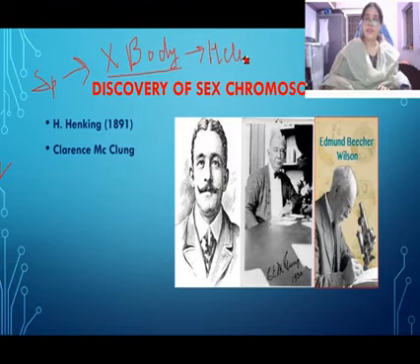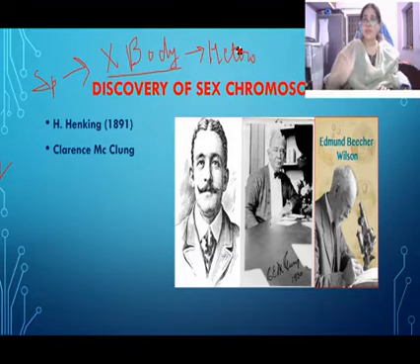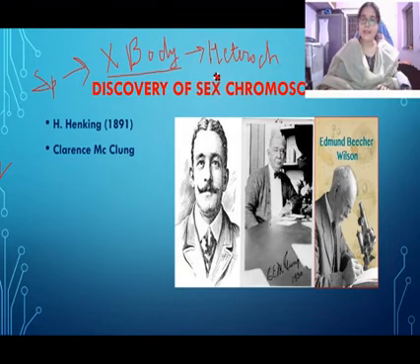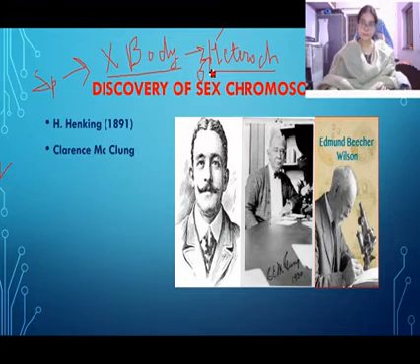another biologist, Clarence McClung, called this X body a heterochromosome. What is hetero? Hetero means different. This X body was different from the rest of the chromosomes, so he called it heterochromosome. And by mistake, he said that wherever there is a heterochromosome, it results in maleness of the offspring.